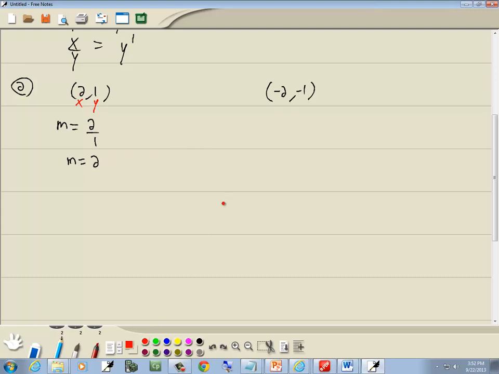Now we'll do the same thing in this other one. These are two separate problems. This is x and this is y. So we'll plug the negative 2 in for the x, and we'll plug the negative 1 in for the y. And we get m is equal to, that's interesting. It's going to give us the same equation for the tangent line.